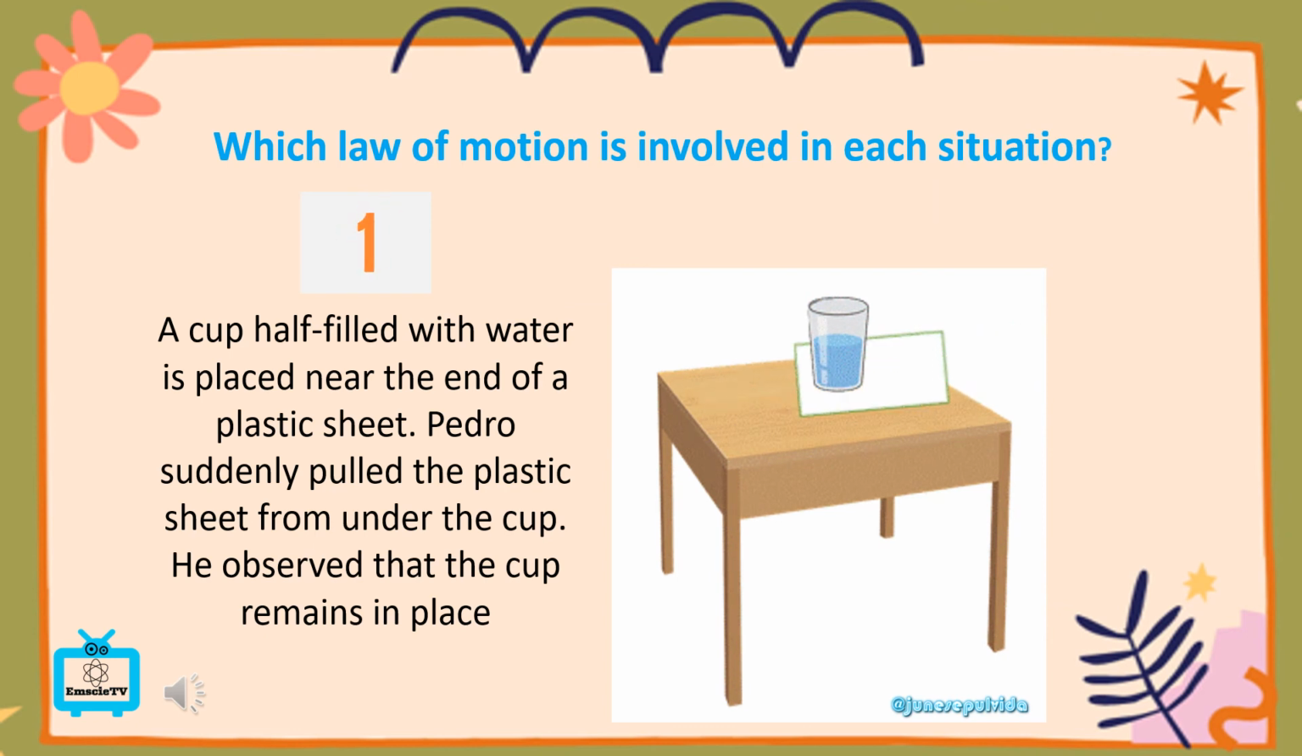Since we were able to recall and differentiate the three laws of motion, let us try to identify situations involving these laws. First situation, looking into the figure, a cup half filled with water is placed near the end of a plastic sheet. Pedro suddenly pulled the plastic sheet from under the cup. He observed that the cup remains in place. What type of law? Is it law of inertia, law of acceleration, or law of interaction?